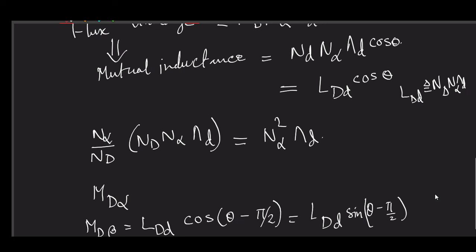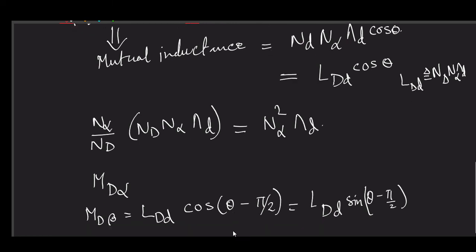Now we need to calculate only the last term, that is LDD, the self inductance of the field winding. Do you think LDD would depend on theta? Again and again I am telling you, what was true for the field winding in our salient pole machine is that we don't need to break it into two components.